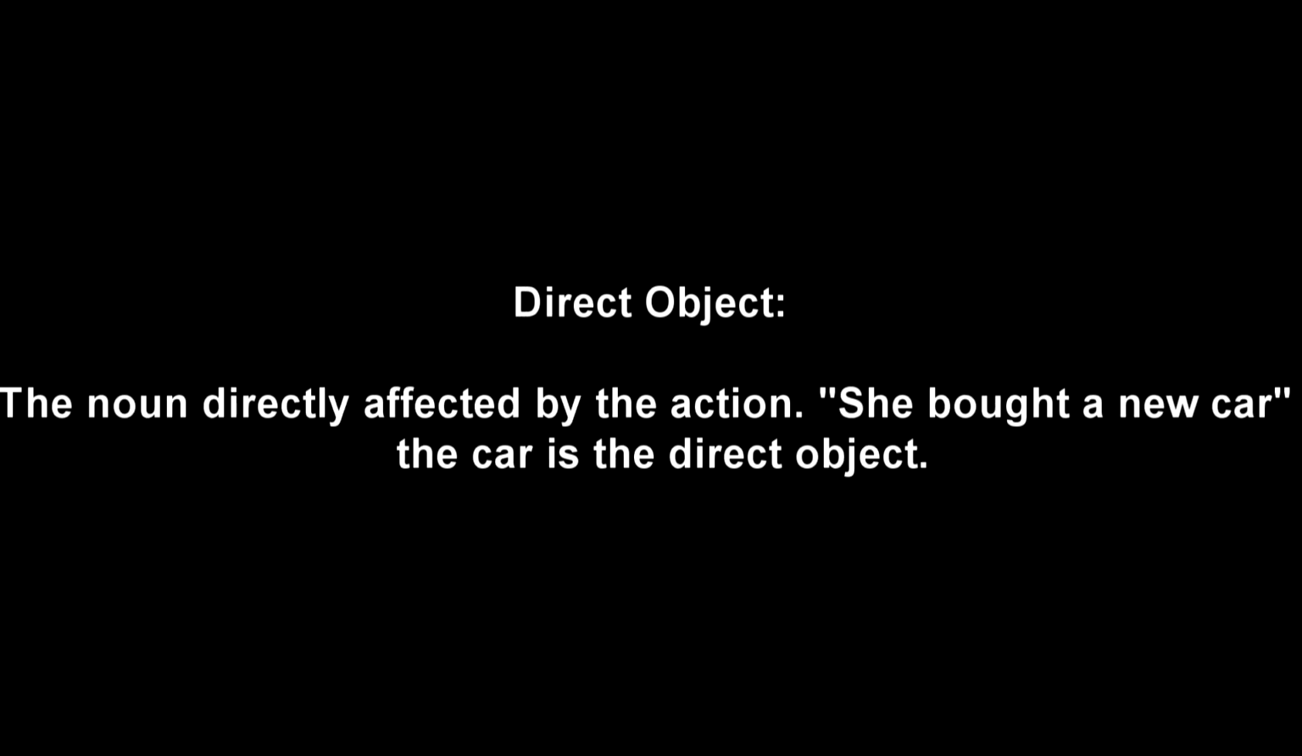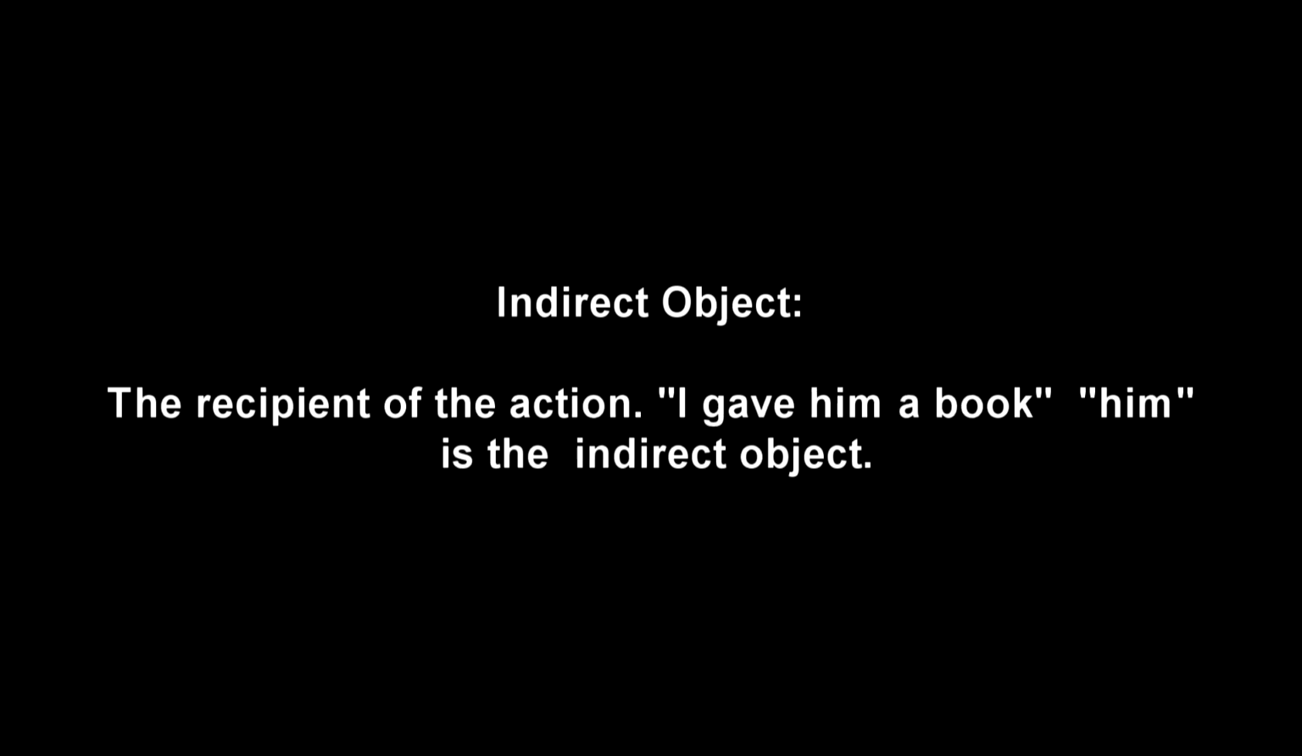3. Direct object. The noun directly affected by the action. She bought a new car. The car is the direct object. 4. Indirect object. The recipient of the action. I gave him a book. Him is the indirect object.